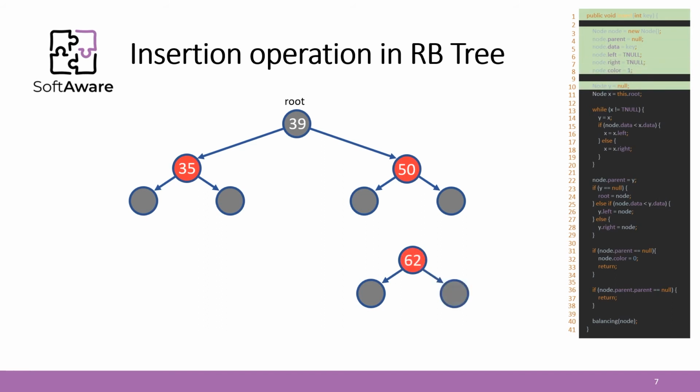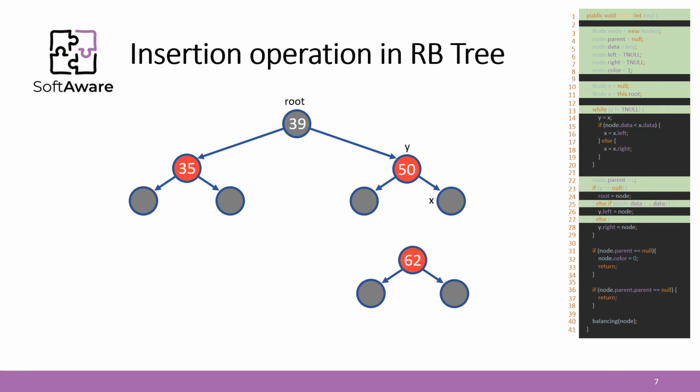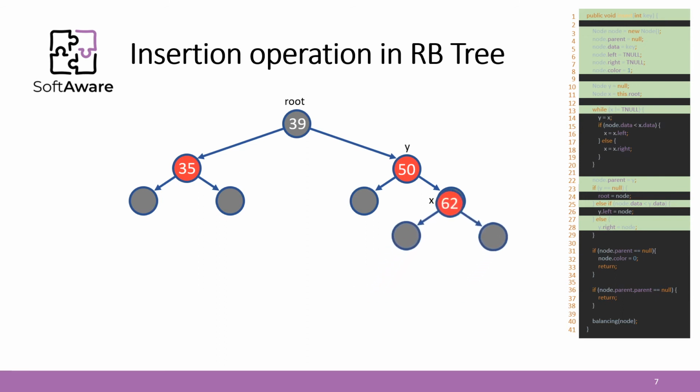We create a Y node to update the parent nodes of node 62 and an X node to find its insert location in our red-black tree. We iterate through the while loop until we move X to the insert location and Y to its parent. At line number 22, we point the inserted node's parent to Y, meaning node 62's parent becomes node 50. At line number 28, we do the actual insertion of node 62 at the right pointer of Y node.